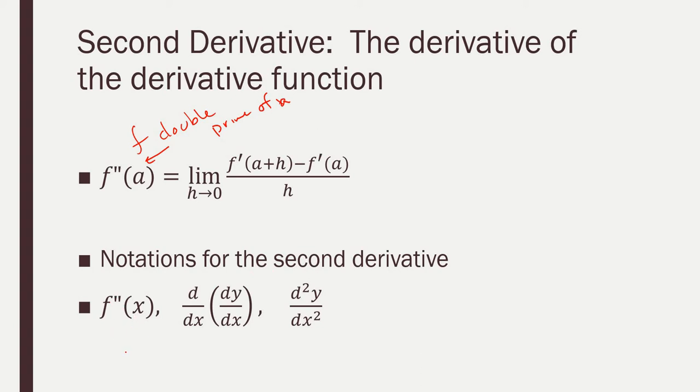f double prime of x, d dx of dy dx, the derivative of dy dx. We could also say d dx of f prime of x, and then the second derivative d squared y over dx squared. So again, we'll be using some of these notations. These all mean the derivative of the derivative.